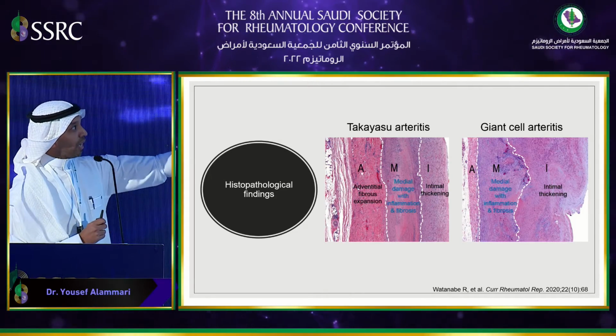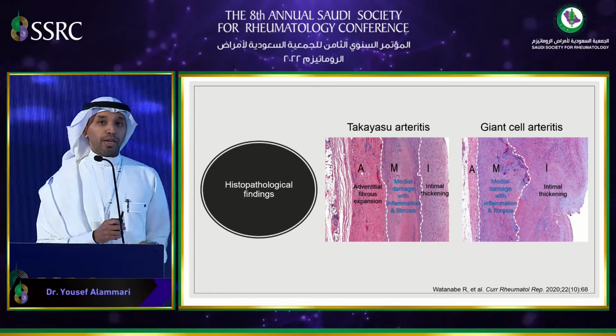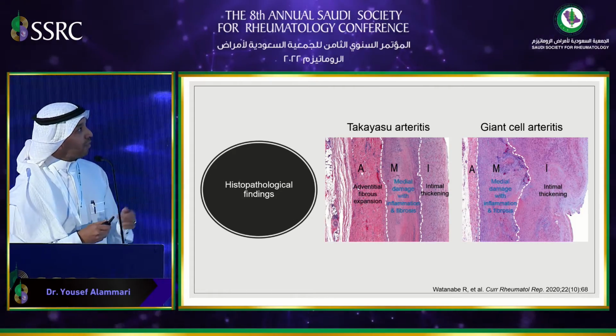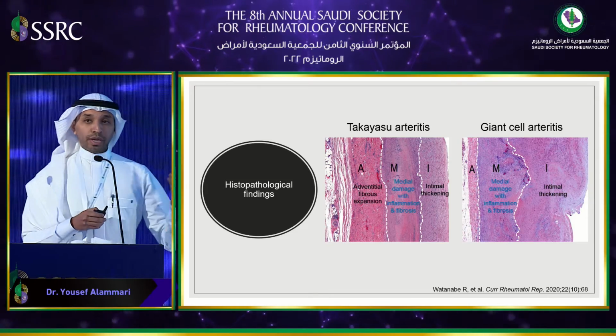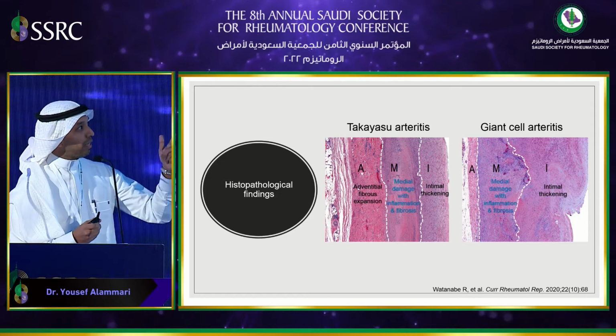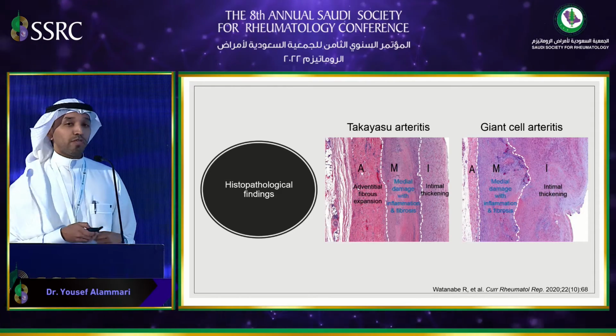There are also histopathological feature differences between these two diseases. We can see here that Takayasu arthritis involves the whole layers of the artery, including intimal and medial thickening, as well as adventitial fibrous expansion. On the other hand, for giant cell arthritis, there is only thickening of the intima and media, and there is no adventitial fibrous expansion.